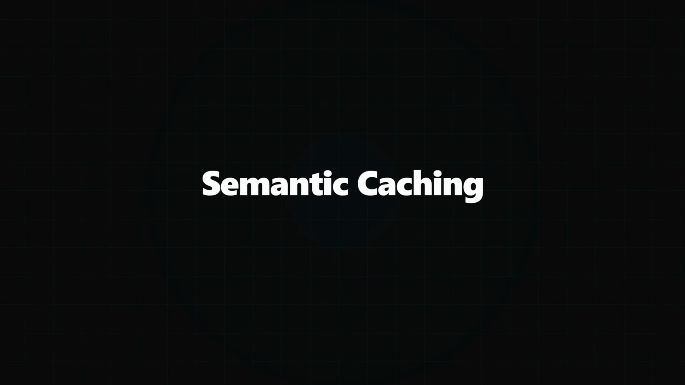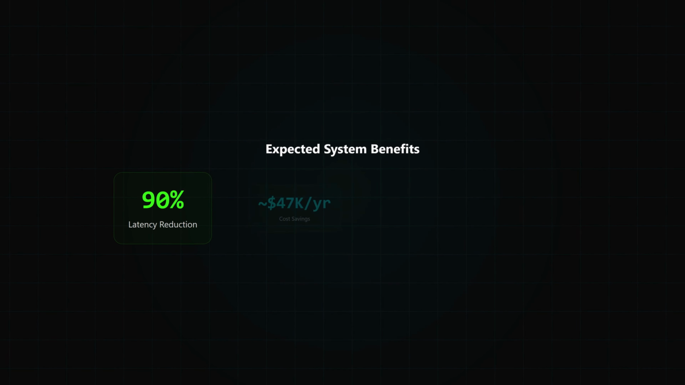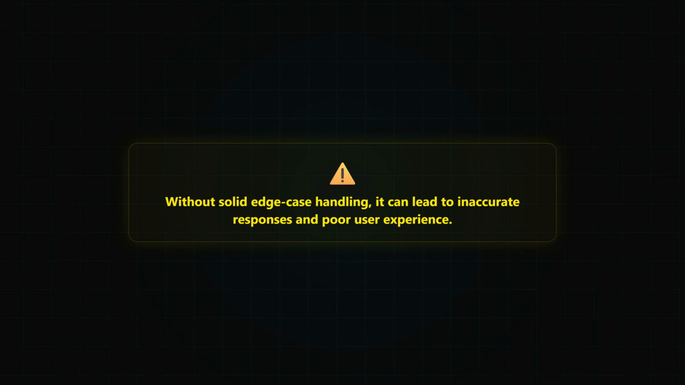In conclusion, semantic caching is a powerful technique that can help you reduce your LLM latency and save cost if you have a solid approach for handling edge cases. Otherwise, it can lead to inaccurate responses with a frustrating user experience.